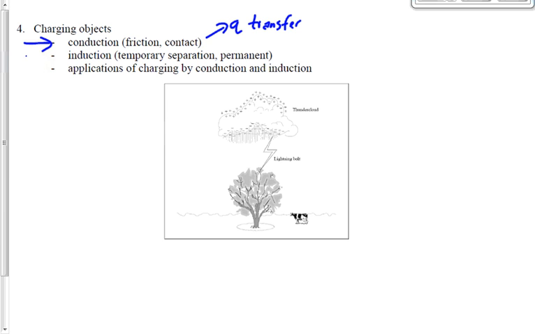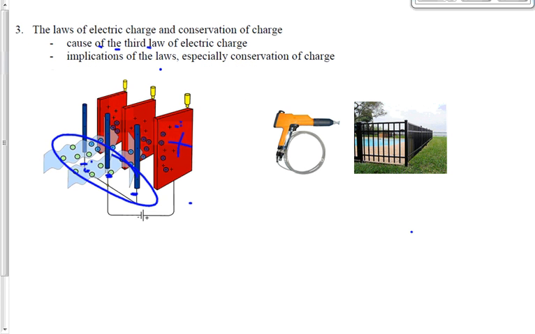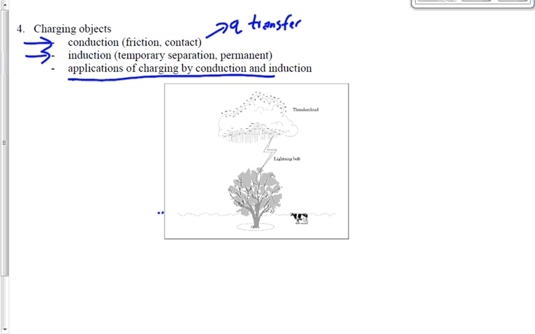And then, of course, our applications of charging by conduction and induction. We talked about a couple through the unit. Okay, we also talked about lightning. Early on, we did a couple of multiple choice questions with that. We got a thundercloud that has a negative charge on the bottom. What's going to happen to the Earth here before lightning strikes? This hasn't happened yet.